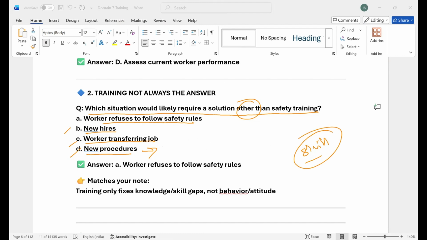But what is the question? Which situation would likely require a solution other than safety training? So here, worker refuses to follow safety rules. That is the correct answer. See, questions are also not direct. You must understand the question. Okay, that is the most important thing.